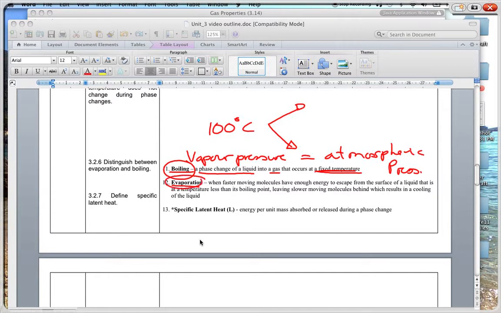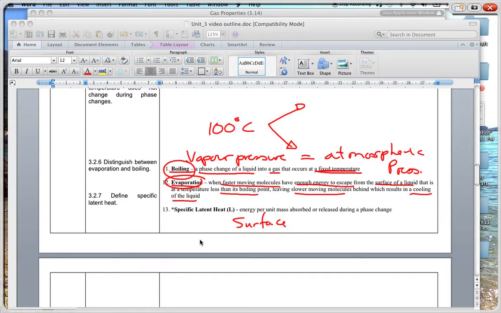Now, evaporation is also going from a liquid into a gas, but it's only certain molecules. It's not the whole liquid that's changing. Here the definition is when faster moving molecules have enough energy to escape from the surface of a liquid at a temperature less than the boiling point, leaving slower moving particles behind, which results in a cooling of the liquid. So this happens at the surface, and it happens at a temperature below the boiling point.